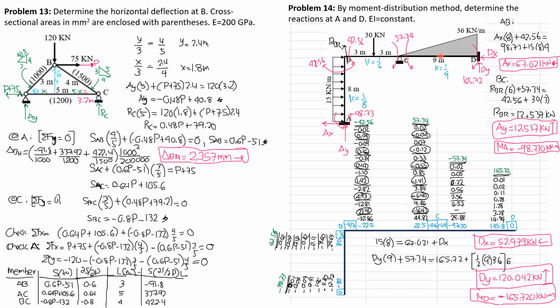Then, considering CD, summation moment C equals 0, dy times 9, then plus 57.34 equals 165.72 plus the moment of this triangular load, 1/2 of 9 times 36, moment arm 2/3 of 9, which is 6. Solving for dy is 120.042 kilonewtons upward. Remember that the moment at D is moment D something, not moment DC. If moment DC is positive, then moment at D is negative. So we just make it negative of 165.72. So that's it for this video.